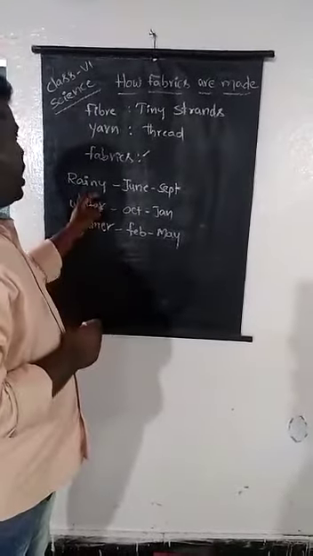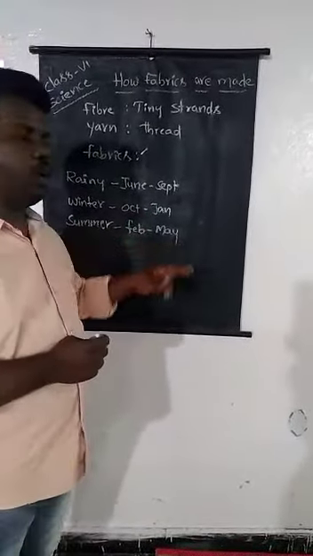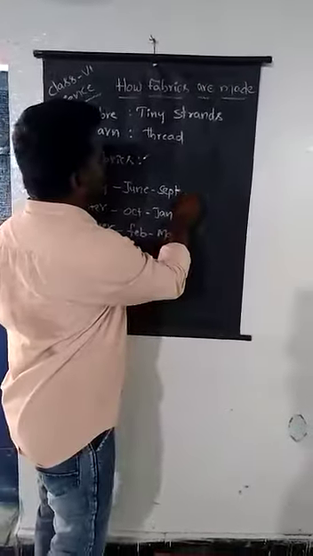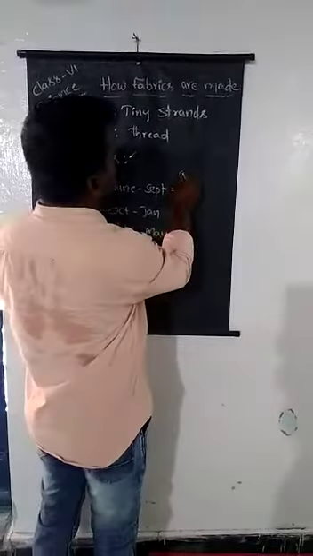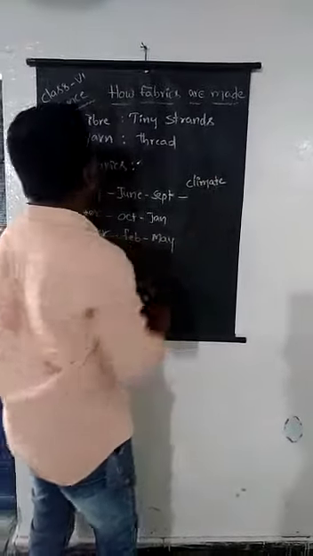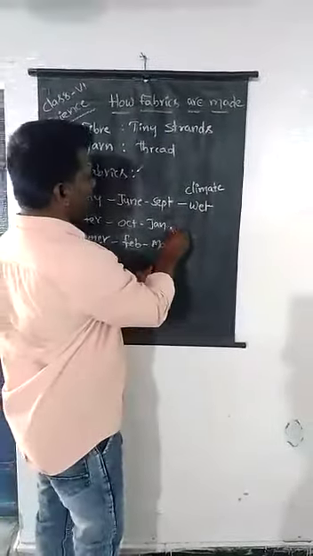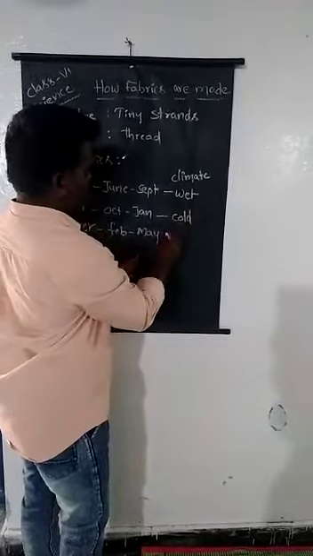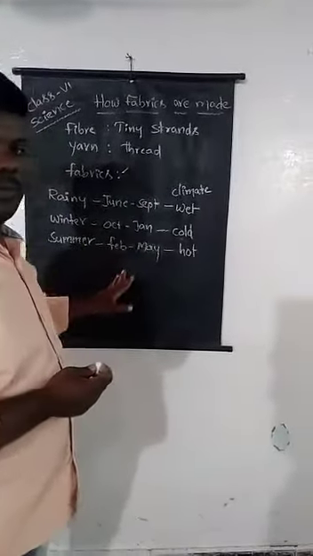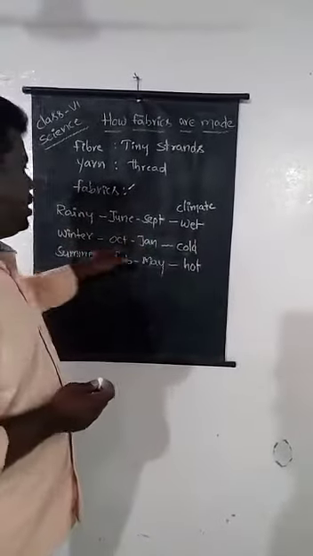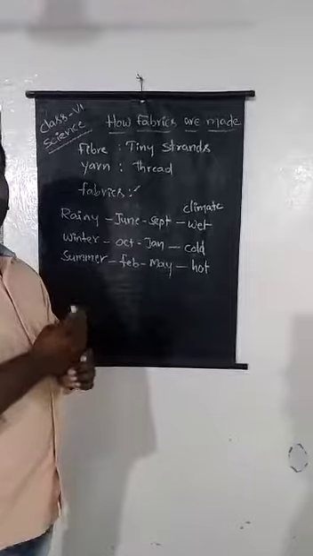Here, we wear different clothes based on the different weather conditions. We also identify different climates in different seasons. In the rainy season, the climate is wet. In the winter season, the climate is very cold. And in the summer season, the climate is very hot. Then we wear different clothes based on the different weather conditions.